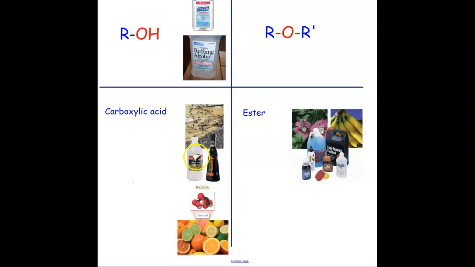Carboxylic acids are the third type of functional group. Like alcohols, they have an OH, but they also have a C double bond O, called a carbonyl, on the same carbon atom. Carboxylic acids are also called organic acids. They include the many types of acids found in foods, such as acetic acid in vinegar, citric acid in citrus fruits, ascorbic acid, which is vitamin C, malic acid in apples and grapes, and tartaric acid found in grapes, bananas, and other fruits.